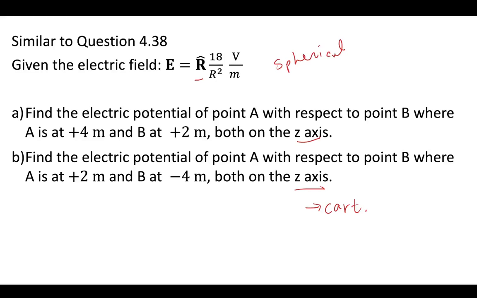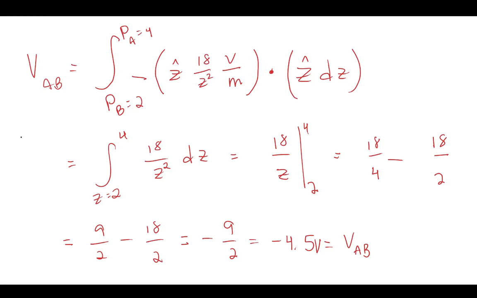So in the previous video, we covered the electric potential at point A, where point A is plus 4 meters, and point B, where B is plus 2 meters. And in this one, we're going to find the potential at A, where A is a positive 2 and B is a minus 4 along this z-axis. Okay. Now, part A looked like this, where we set up the integral, but part B is going to be a little bit more tricky.